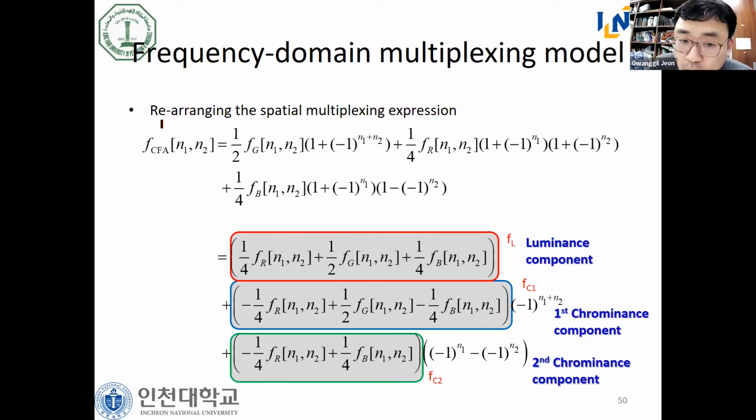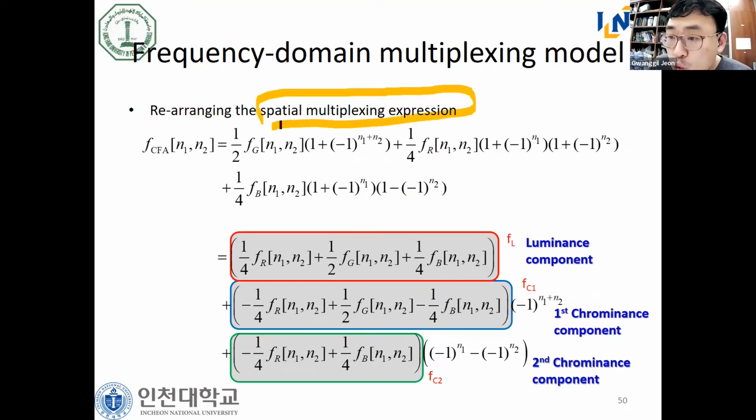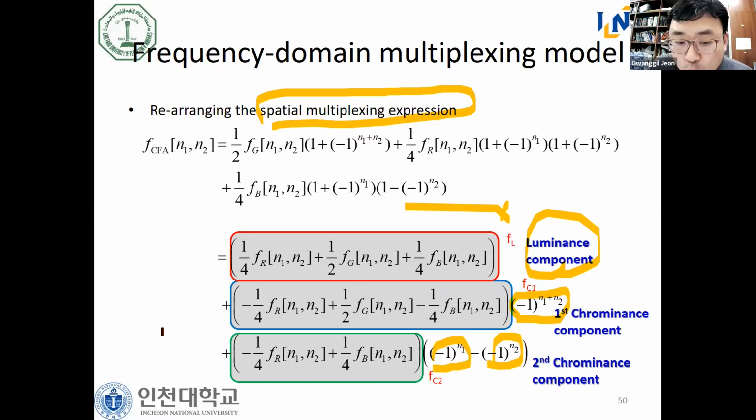So let us rearrange the spatial multiplexing expression with 3 components. The first one is the luminance component, which means there is nothing attached. The second one is the one with -1 over N1 plus N2, and the third one is -1 over N1 and -1 over N2. The first one has no modulation, which is why it is the luminance information. The others have -1 to some power, which is a modulation term. So the second is the first chrominance component, and the third is the second chrominance component.